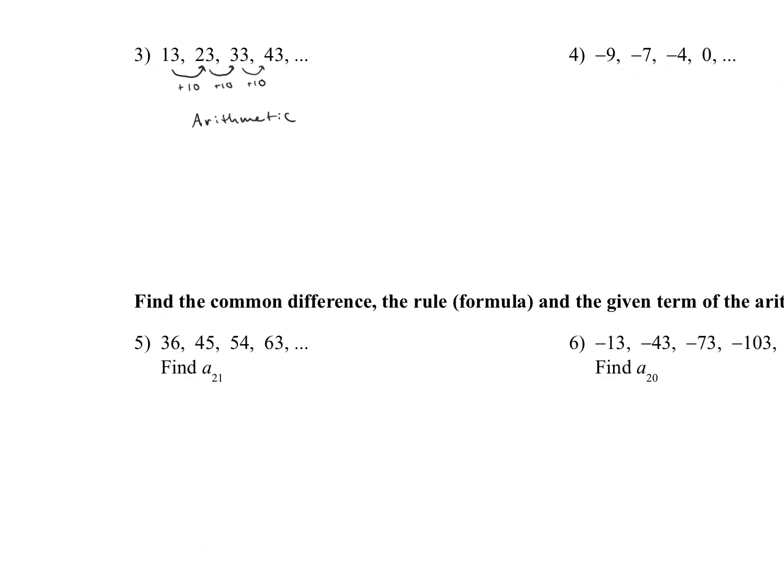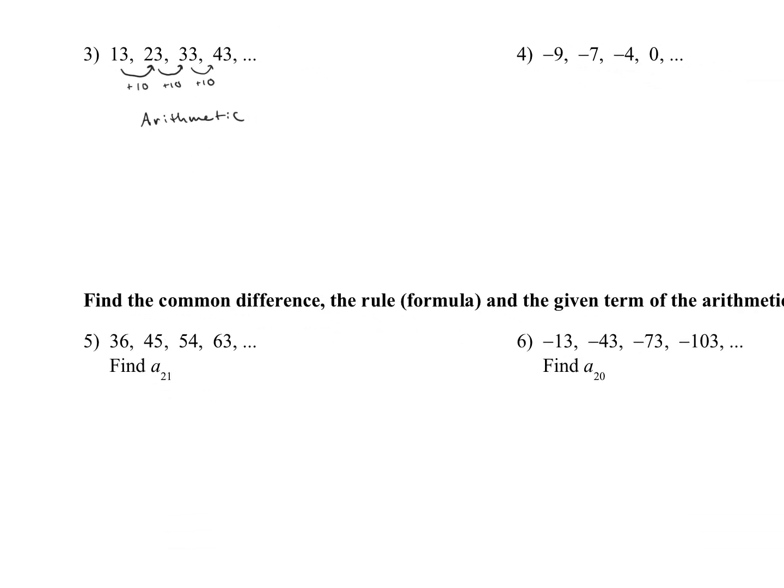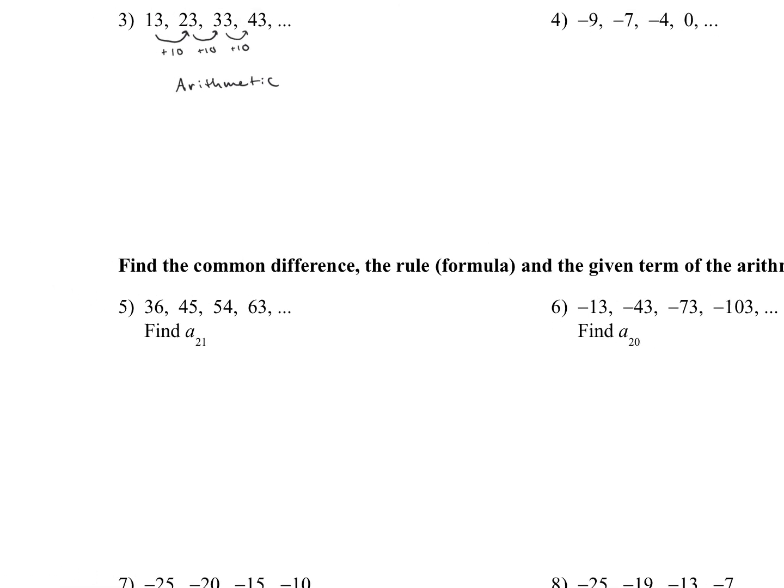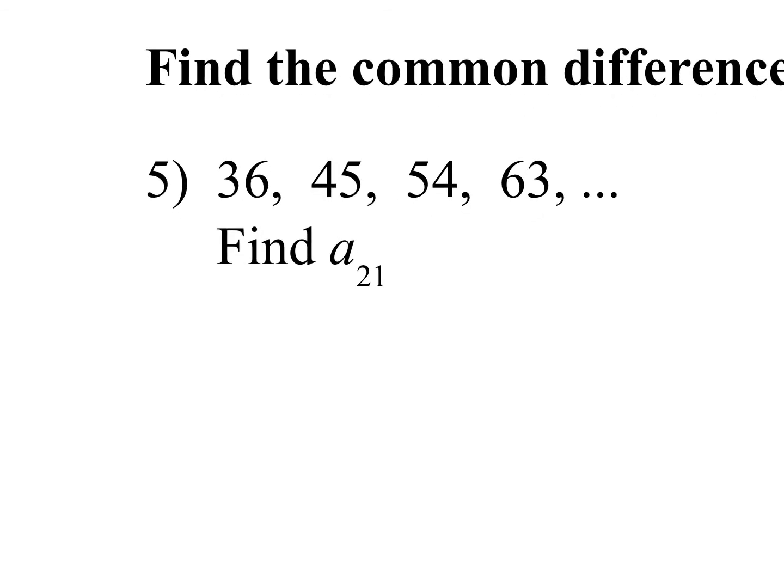Alright, next let's take a look at number 5. So we have to find the common difference, the rule, and the given term for the arithmetic sequence. So it tells us that it's arithmetic. That means we're adding to get from one number to the next. So here we can see we're adding 9. And then we're adding 9 and adding 9. So what's our common difference? 9.